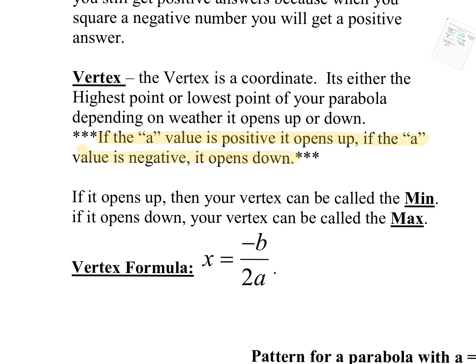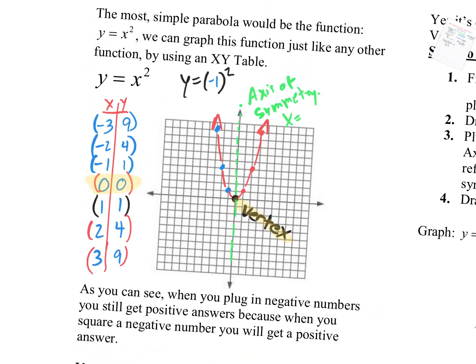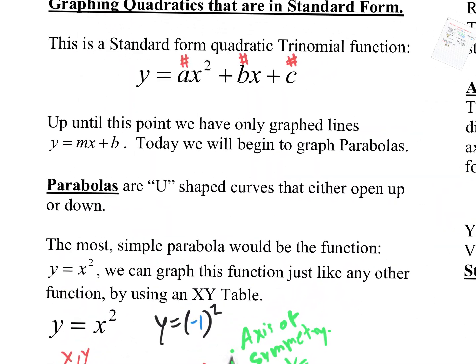Very important stuff. Now, what is the A value? The A value is the number that's out in the front, right? This is your A value right here. So if it's a positive number, the parabola will be opening up. If it's a negative number, the parabola will be opening down.